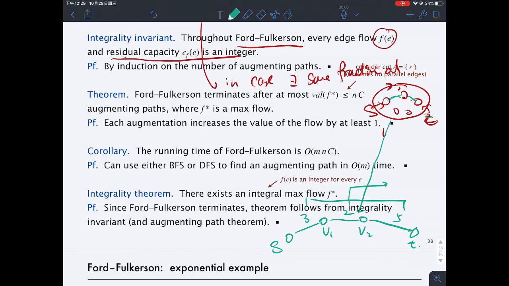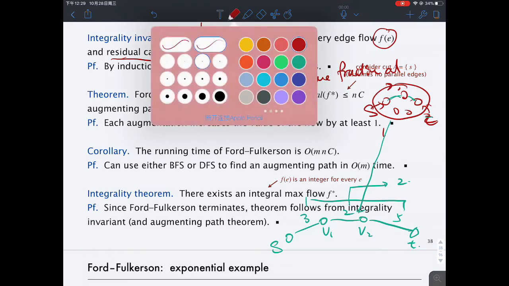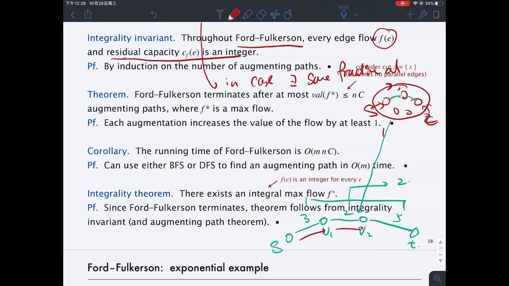If I take the min of these, which is 2, then basically I decide to push 2 units of flow along this path. Let me just repeat what I'm talking about here. Let's review what is being done in the Ford-Fulkerson algorithm. Every time we find a path connecting S and T in the residual graph, and then we try to push a little bit more flow on top of the existing one. This is a concrete example.